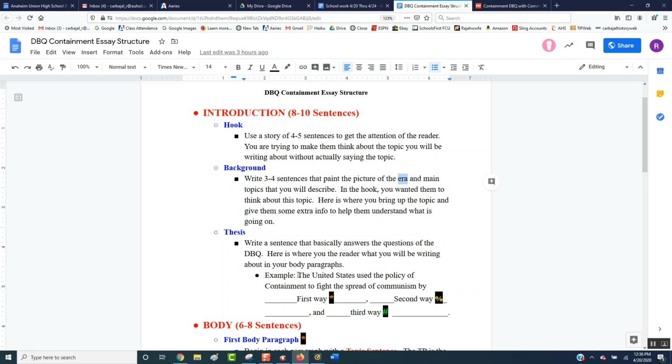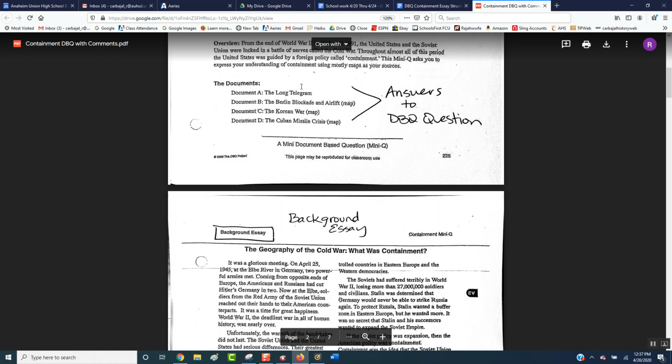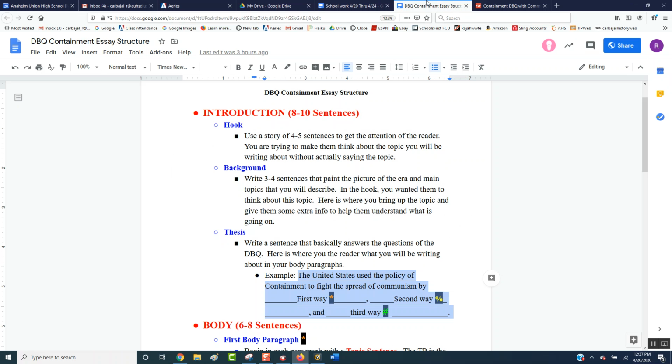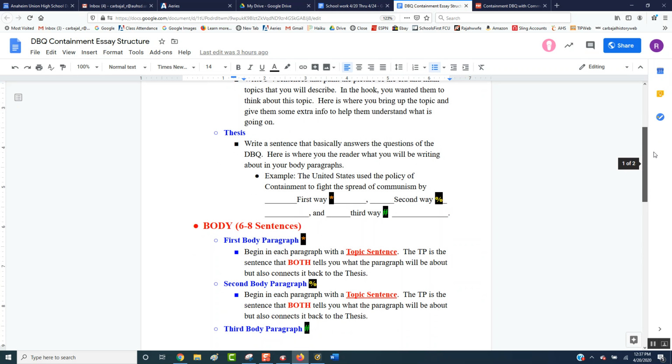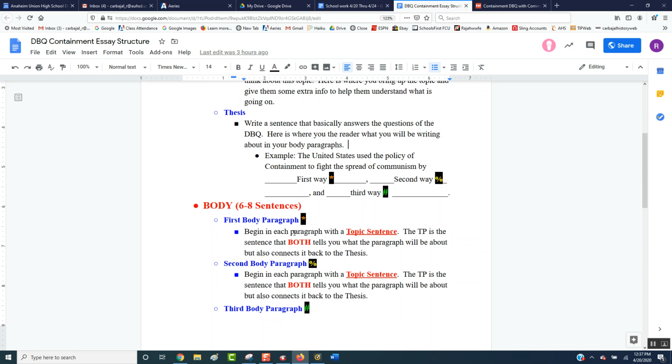Again, here's a simple example, and it's up to you to fill it in. The U.S. used the policy of containment to fight the spread of communism by, and then you've got to come up with, using these documents, three different things. Remember, the three different things that you put in your thesis as examples of how they used containment to stop the spread of communism will be your three body paragraphs. But we'll talk about that in the next video.